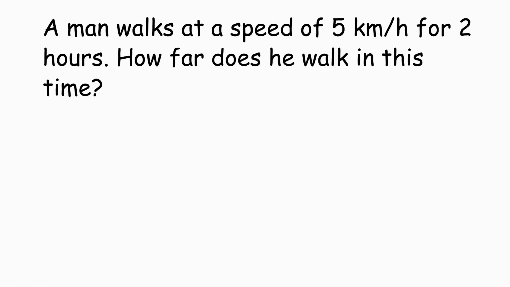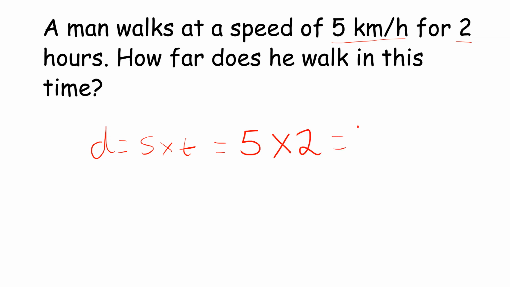A man walks at a speed of 5 kilometers an hour for 2 hours. How far does he walk in this time? Well, if we want distance, we need to do speed times time. So the man's speed is 5 kilometers per hour, and he's walking this distance at 2 hours. So we multiply by 2, and we end up with 10, and don't forget the units, kilometers.